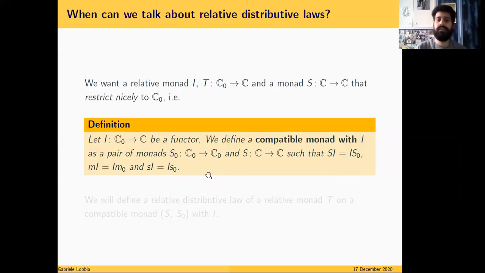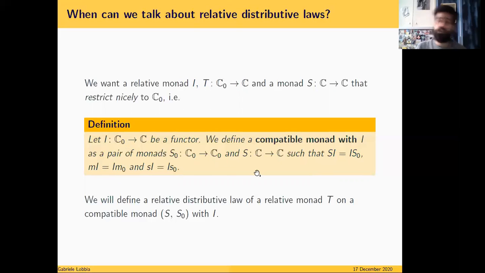Another way to see this is you get a monad on C naught, a monad on C, and then you require I and the identity to be a monad morphism. And to be a monad morphism in this case, when you consider the identity, corresponds exactly to these three axioms. So what we will define is a relative distributive flow between a relative monad and a monad S, S naught compatible with I, because it just makes sense to consider this situation.